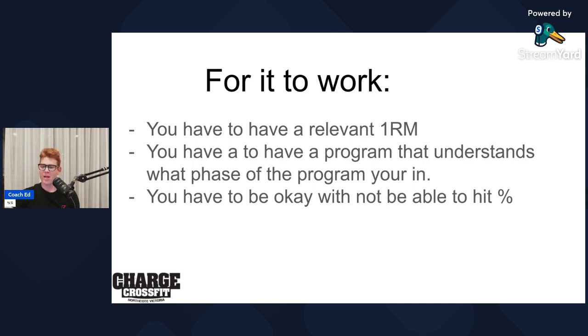You have to have a program that understands what phase of the program you're in. What I mean by that is, the percentages have to understand where you're at. On the previous slide, I talked about what would be considered light, medium, and heavy. Well, if you've had 7 weeks off because you've been on holidays, or you're coming back from injury, it makes no sense that the program says 5 at 93%, which would be absolutely crazy intensity. So the percentages have to meet you where you're at.